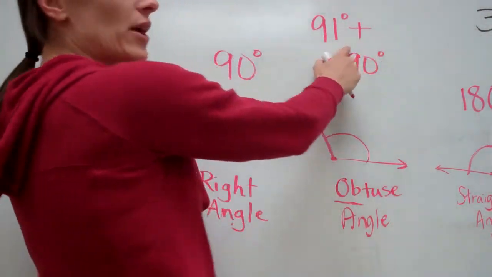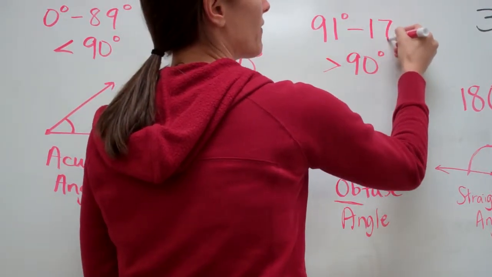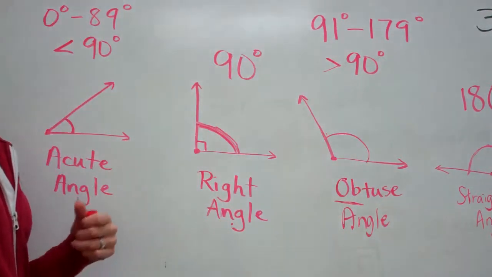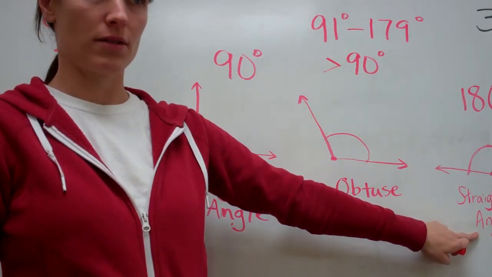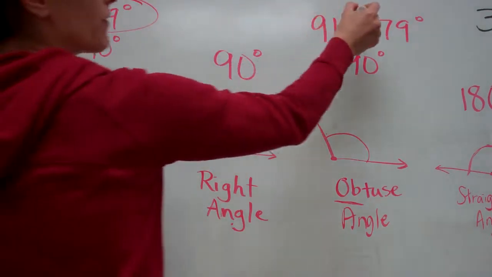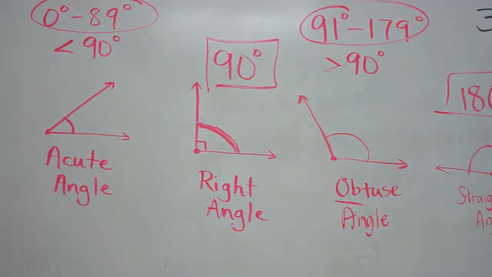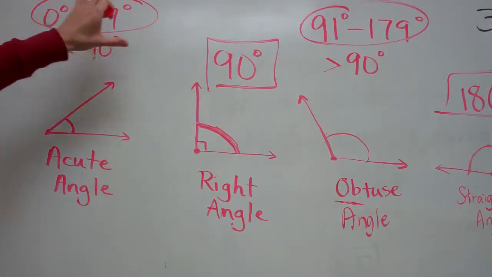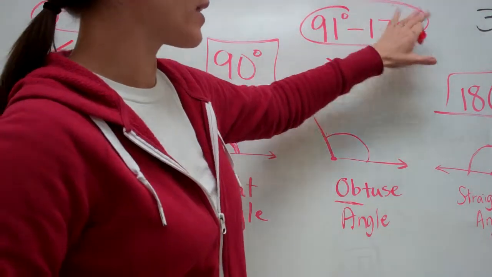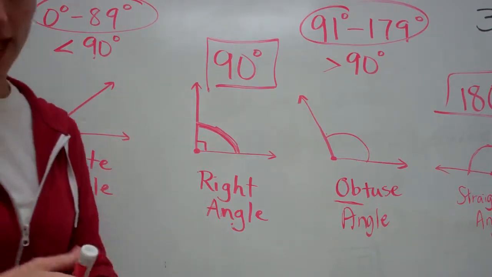Instead of me putting the 91 plus, I'm going to change that from 91 all the way to 179 degrees. Because when I hit 180, what kind of angle is it? Straight. Does everybody see what we did? So these ones can be a variety of numbers. These ones are exact. These are less than that, and these are more than that, but it has to be less than that one. Everybody understand what we just did? Pretty simple. You're just learning the names of them.